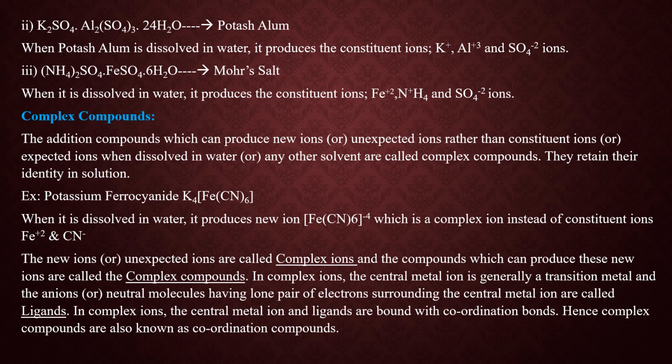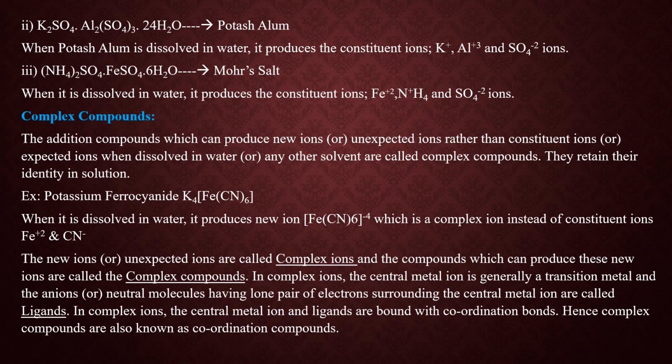[Fe(CN)6]4-. Okay, so in complex ions, the central metal ion is generally a transition metal. So what is the central metal ion in [Fe(CN)6]4-? That is Fe. So it is generally a transition metal, and the anions or the neutral molecules having lone pair of electrons surrounding the central metal ion are called ligands. Okay, students, what are they called? They are called ligands. So Fe is the central metal and CN is the ligand.